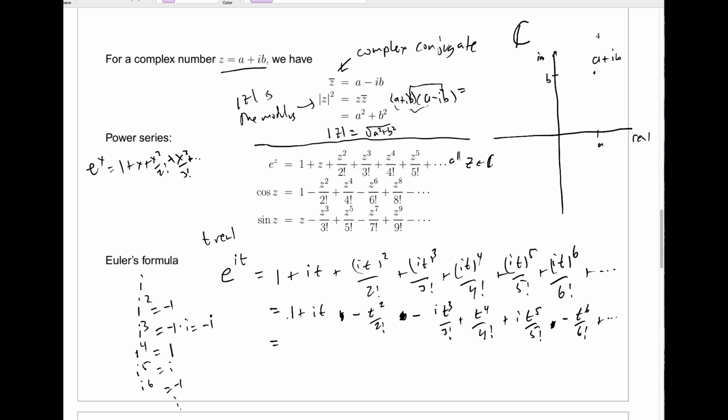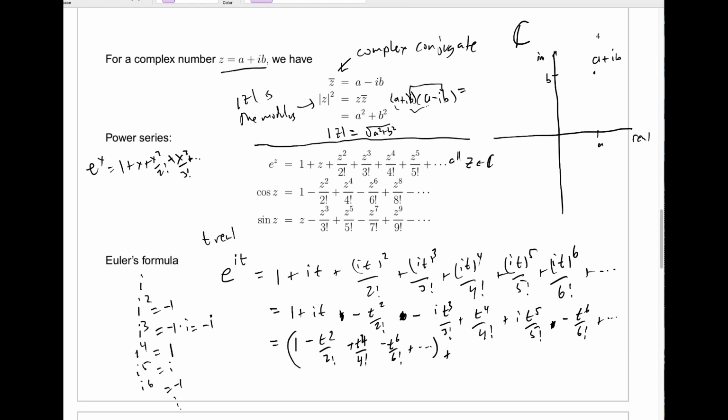Some of these terms are real, some of them are purely imaginary. Real, imaginary, real, imaginary, real, imaginary. They alternate like that. If I look at just the real terms, I get 1 minus t squared over 2 factorial plus t to the 4th over 4 factorial minus t to the 6th over 6 factorial. And it will keep going like that, alternating with plus or minus signs. So these are all the terms that are real.